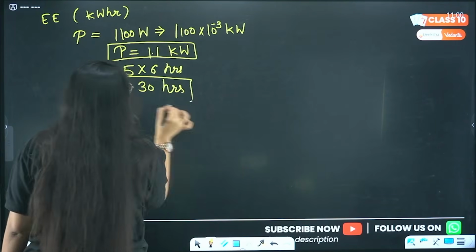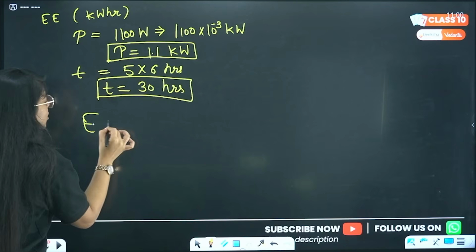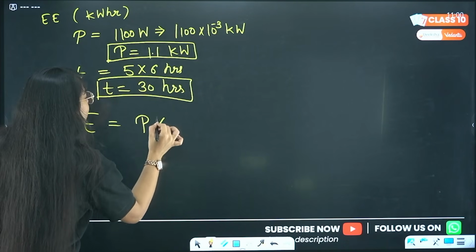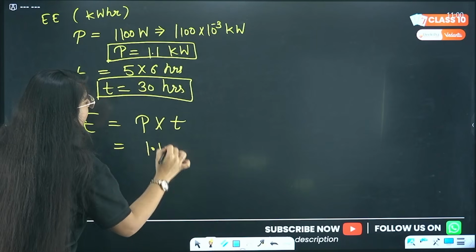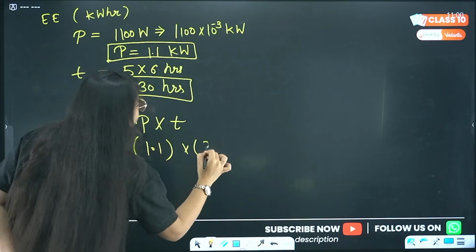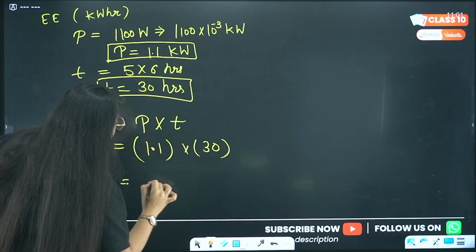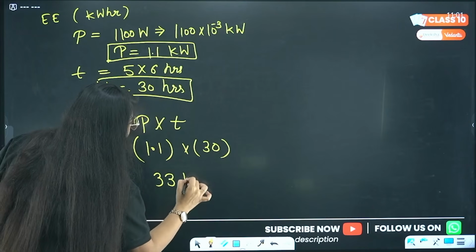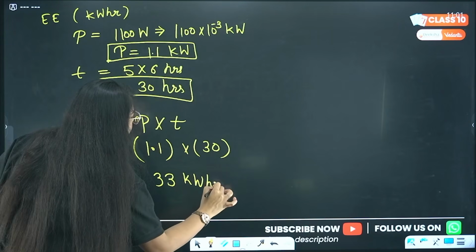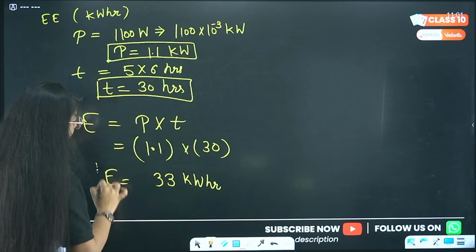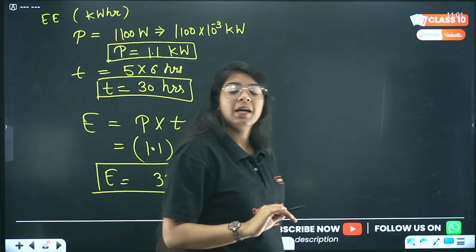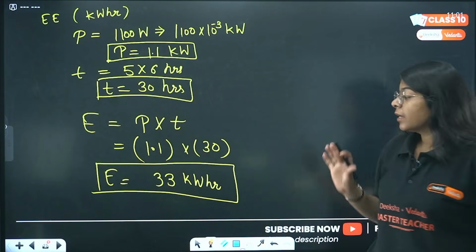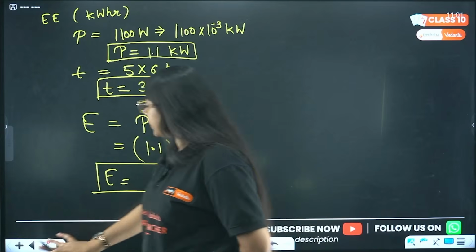Now we can use the formula of electrical energy, that is power into time. So power is 1.1 and time is 30. So this will be 33 kilowatt hour. Electrical energy comes out to be 33 kilowatt hour. Very good. Now there is another point left.